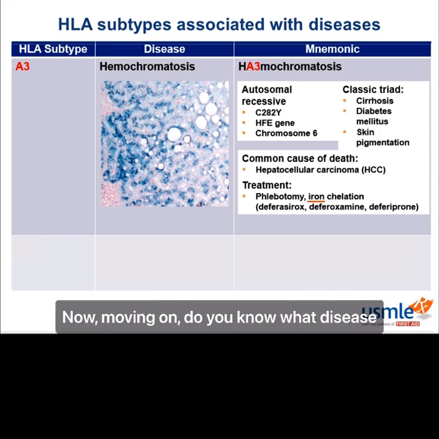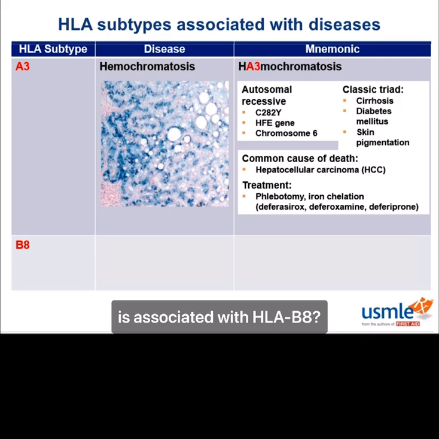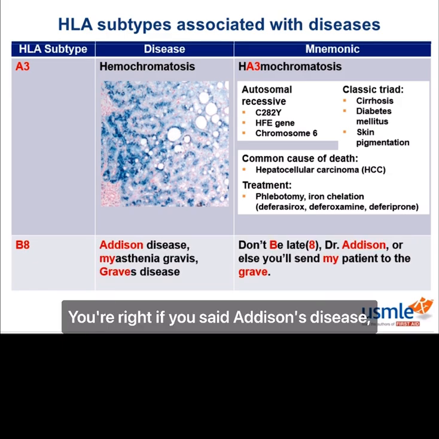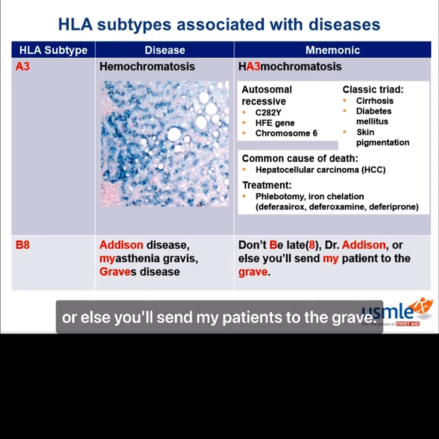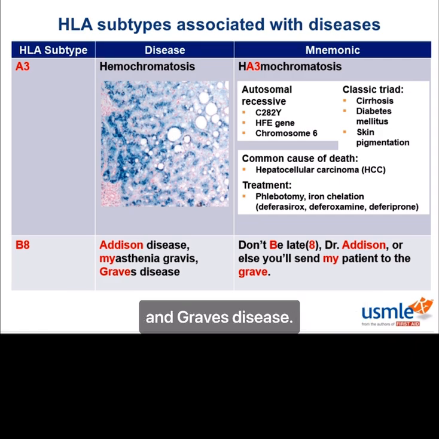Now, moving on, do you know what disease is associated with HLA-B8? You're right if you said Addison's disease, myasthenia gravis, and Graves' disease. Our mnemonic for this is a little silly quote. Don't be late, Dr. Addison, or else you'll send my patients to the grave. So be late should remind you of B8. And as you can see in red, it reminds you of Addison disease, myasthenia gravis, and Graves' disease.